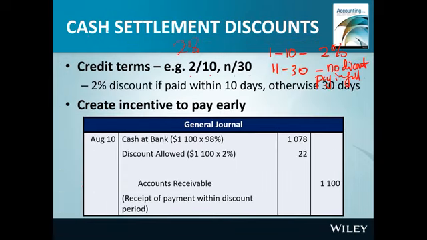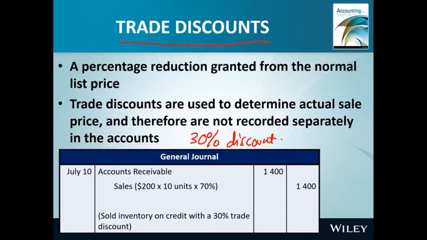Compared to the previous one, that is a cash settlement discount. If you make the early payment, we give you a discount, whereas for this one, there's no such term. This is normally a trade discount. So I'm not going to adjust or include the discount in our account. We just put our sale as 1,400.